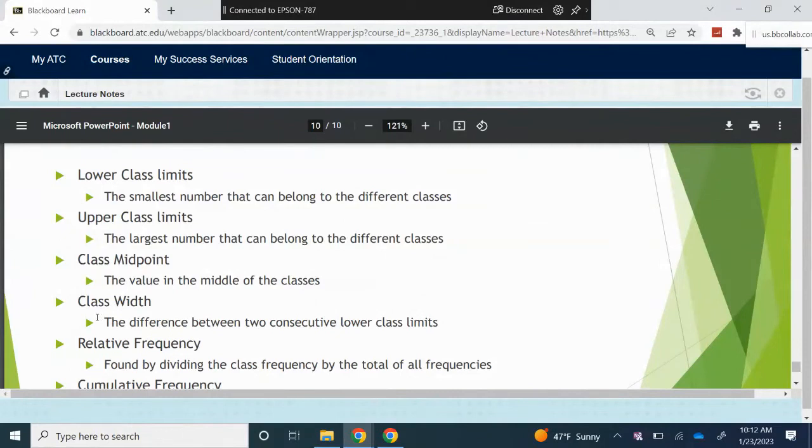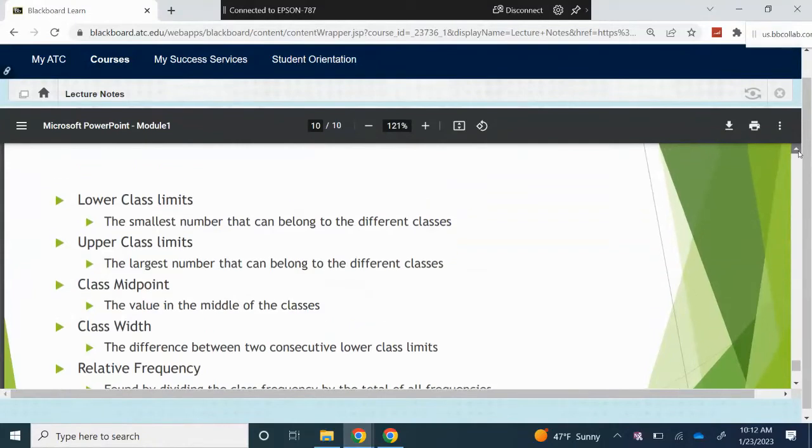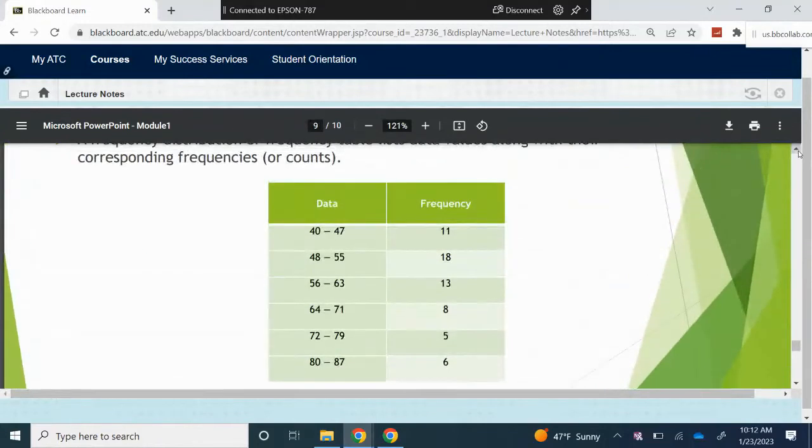We have what's called the class width or the class range. The class width or the class range is the difference between two consecutive lower class limits. So if we were asked to find the class width for this example, we would actually take the lower class limit from the second class, which is 48, minus the lower class limit from the previous class, which is 40. So the class width for this particular frequency distribution would be 8.